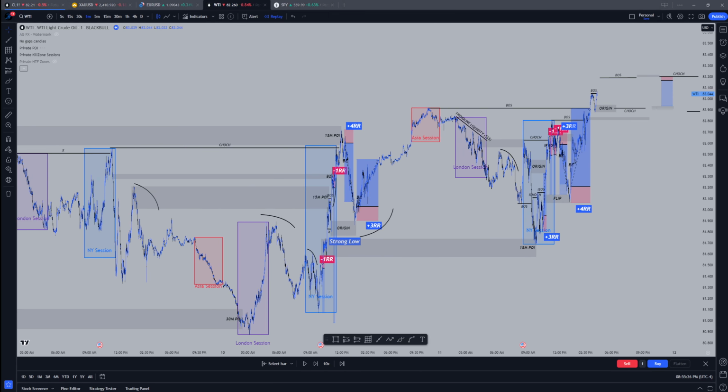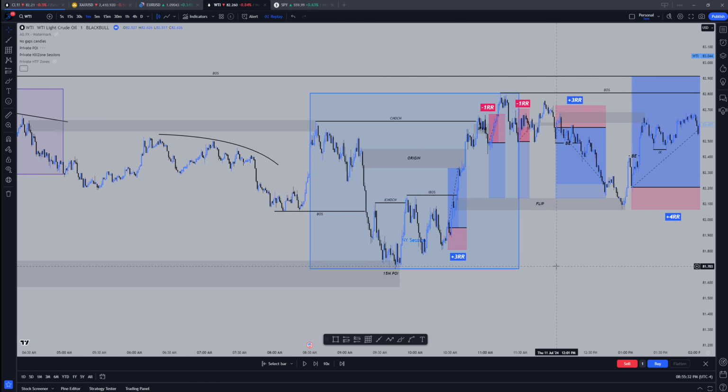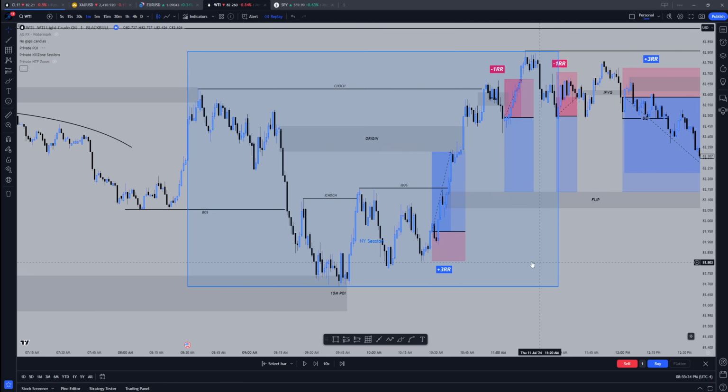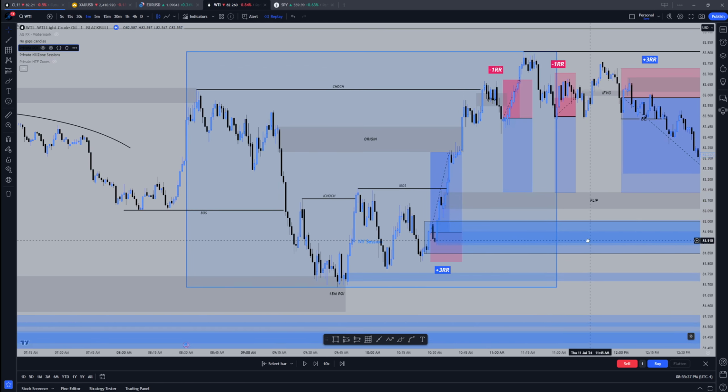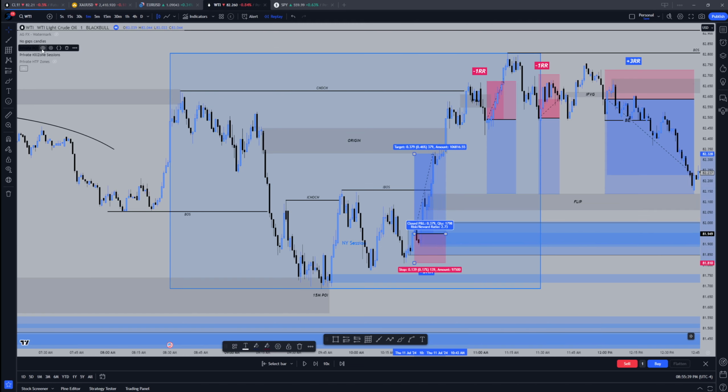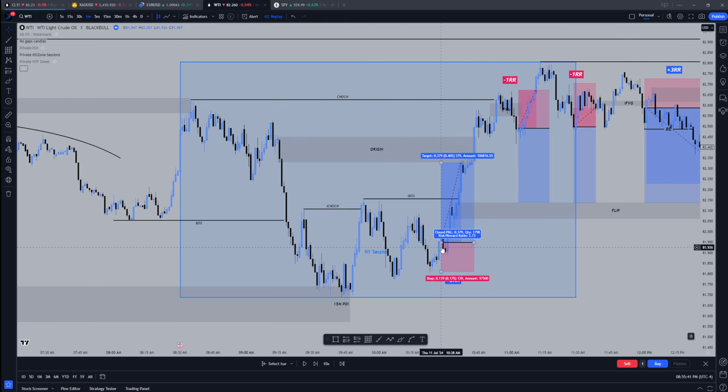So these are things you need to learn how to identify and put together in real time. It definitely takes a lot more practice and experience, but once you get the hang of it, you will be a money printer. So this is a trade I took here. Let me just turn on my POI indicator. It's kind of annoying right now.